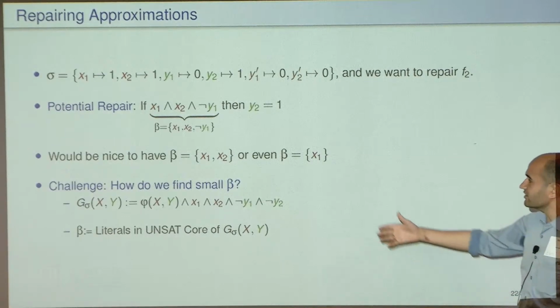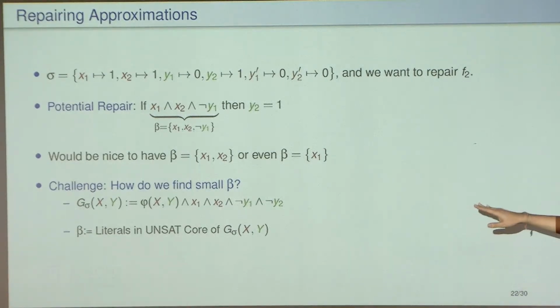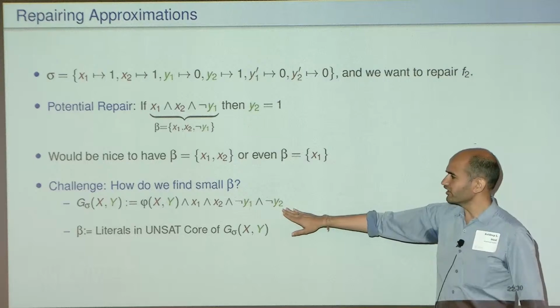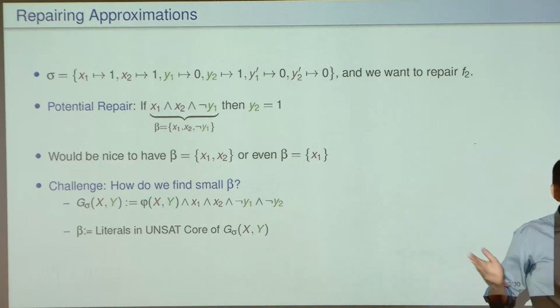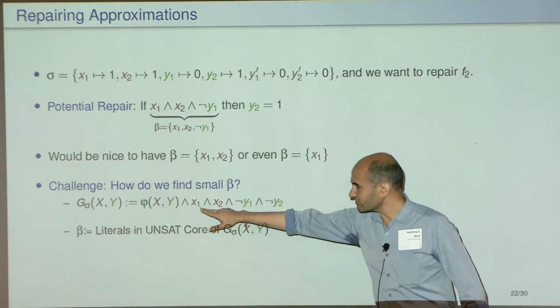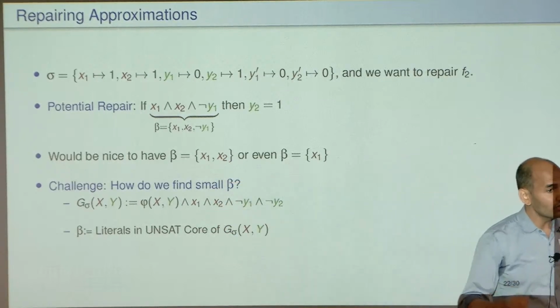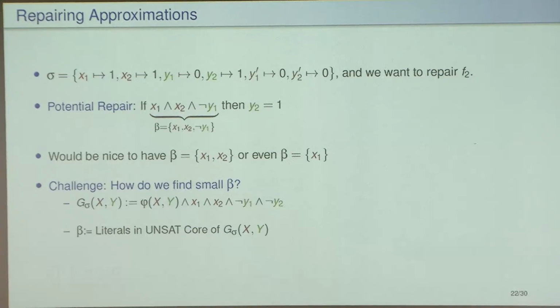How can we find such a smaller set of literals? We can again rely on UNSAT core. We can construct another formula that says, look, for x1 as 1 and x2 as 1 and y1 as 0, I really want y2 to be 0. Of course, this is not possible. That's why we have a counterexample to deal with. So the solver comes back and says you can't do this. And it's not just an issue with x1, x2, and y1. Even if you had x1 to be 1 and x2 to be 1, you would not be able to assign y2 to 0. We take this output of the solver, which tells us we can't do this, and we flip it, and we get the repair out.